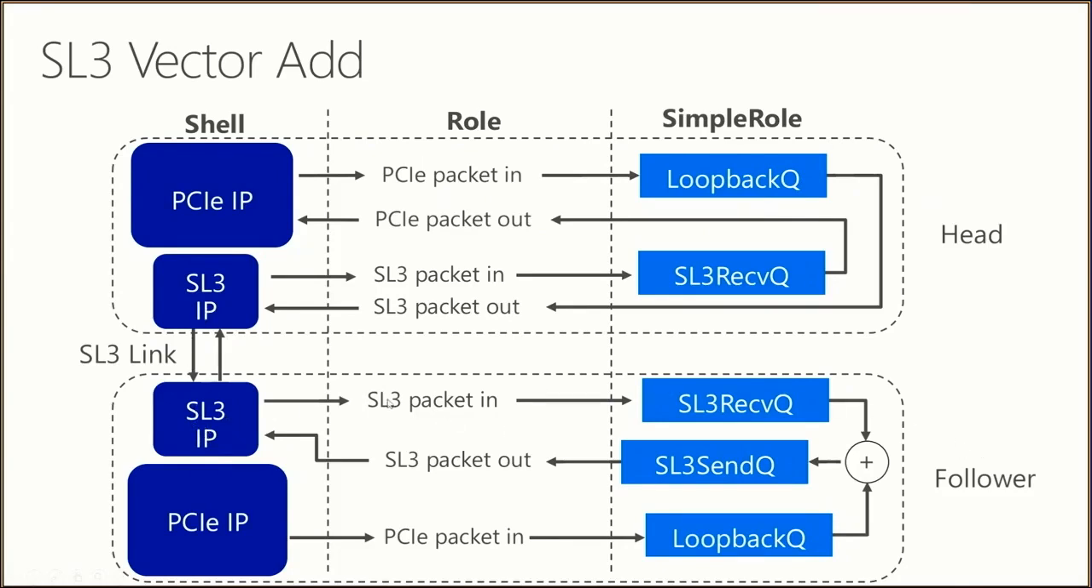And when the follower receives data from SR3, it will buffer the data in the Serialized 3 receive queue. And when both data are available in the Serialized 3 receive queue and the loopback queue, it will add up the data and send it back to the head via Serialized 3. Also, when the head receives the results, it will buffer them in the Serialized 3 receive queue and send them to the host via PCIe.